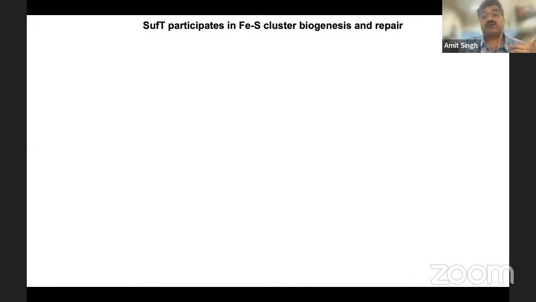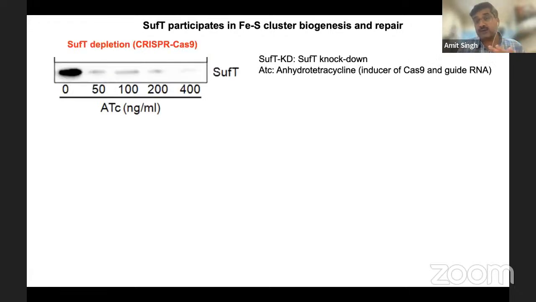Moving further, we wanted to know what the role of SUFT is in iron sulfur cluster biogenesis. And as I told you, SUFT is essential. So to know the role of SUFT in iron sulfur cluster biogenesis and repair in MTB, we need to somehow deplete this protein. We used a CRISPR system, similar to the system which Nishit has developed at THSTI. Here, ATC-based depletion of SUFT was achieved using the CRISPR-Cas9 system, and you can see a nice depletion of SUFT with as low as 50 nanogram of ATC.